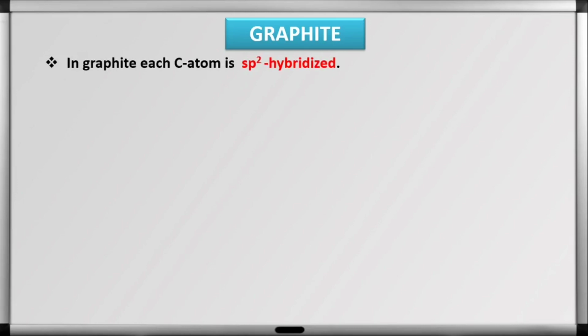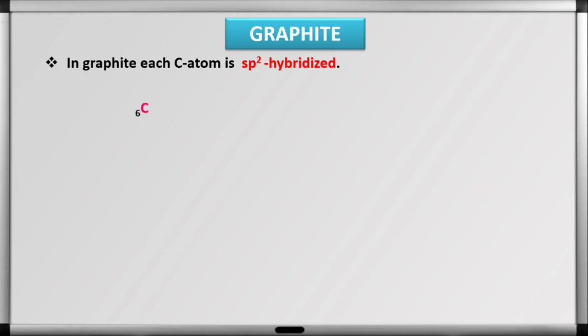Now see, we look at some important properties of graphite here. Already we looked in the diamond. In diamond, each carbon atom is attached to another 4 carbon atoms. Now here in the graphite, each carbon atom is attached to another 3 carbon atoms. So graphite shows sp2 hybridization and diamond shows sp3 hybridization. Now see here, in graphite each carbon atom is attached to another 3 carbon atoms. So each carbon atom in graphite shows sp2 hybridization.